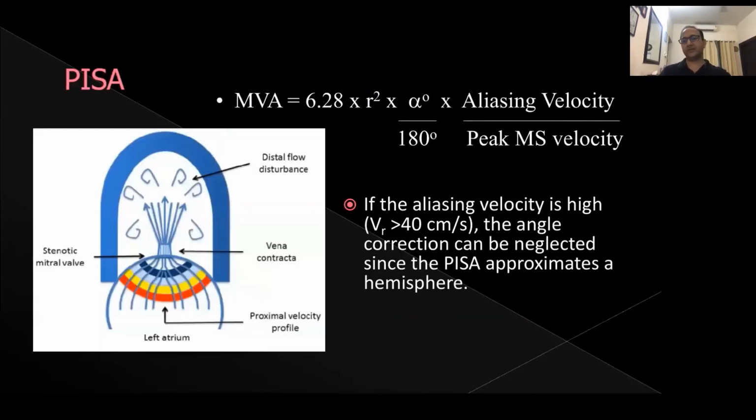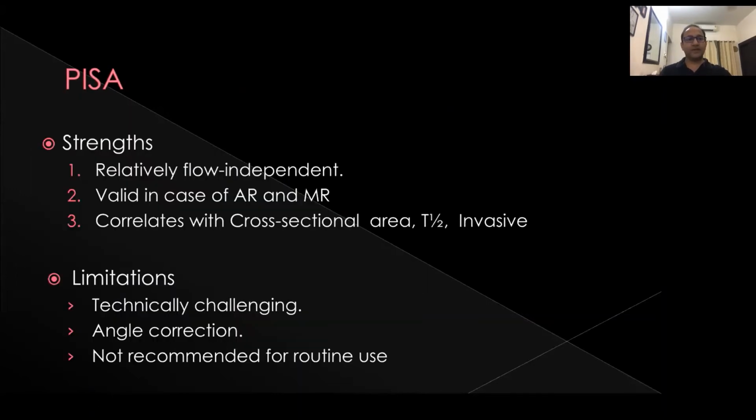PISA, I had shown you initially that mitral valve area can also be estimated by PISA, just the way you do it in mitral regurgitation. It is again relatively flow independent, and this is still valid in the cases of AR-MR and correlates well with the cross-sectional area and invasive modalities. It is technically challenging. It may require angle correction because the mitral valve is usually very distorted, and again is not really recommended for routine use.